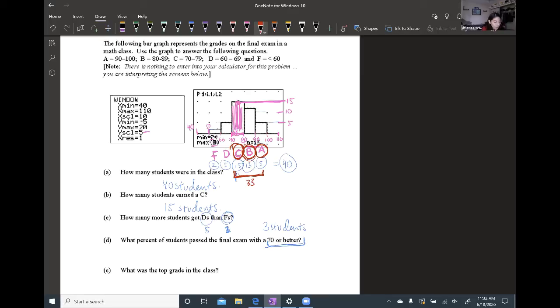Percentage. Okay, so we know that 33 students got 70 or better, but they want to know what percent. So first we're going to take 33, which are the people that got 70 or better, and we're going to divide that by the total, which is 40 students. Okay, 33 divided by 40. That's 0.825. That's a decimal form. So if we want to turn it into a percentage, we're going to move the decimal place twice to the right, 1 and 2. So then the final answer should be 82.5%.